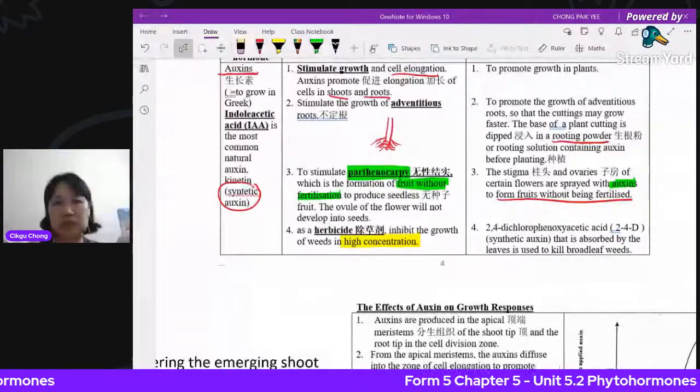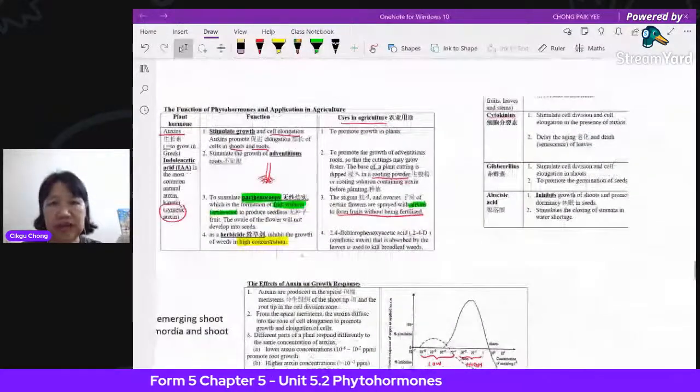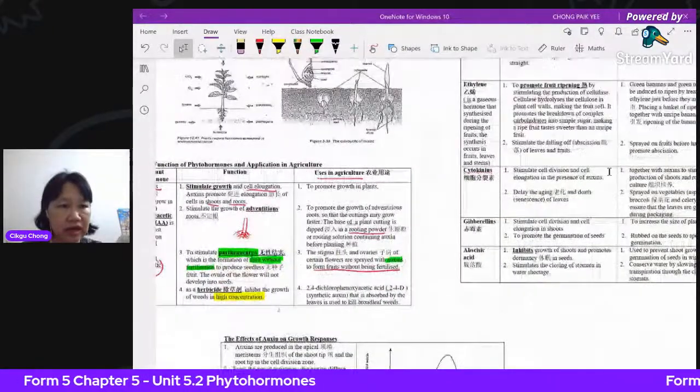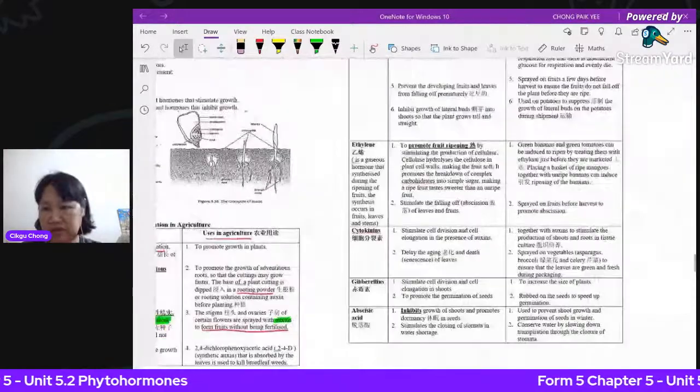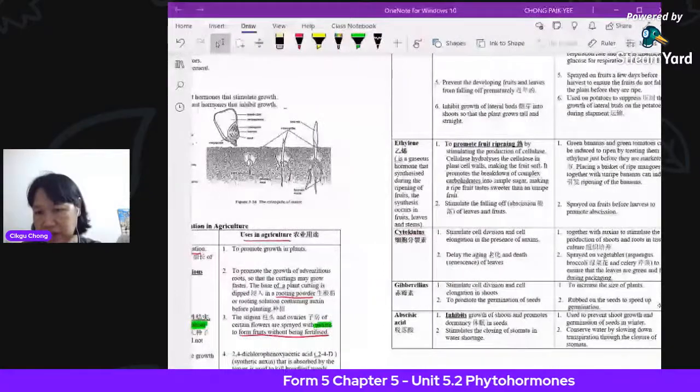It is the kind that kills weeds. Okay, now any questions? Well, we have to go through the other three more. Okay, which is what? Auxin haven't finished. Just look at some more auxin. Any more questions? Nothing. Okay, let's continue with auxin.